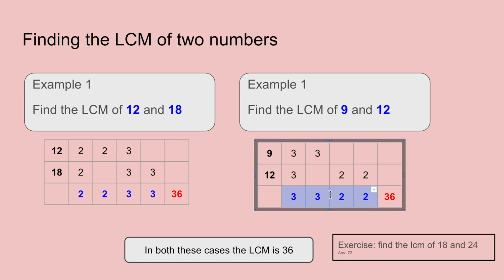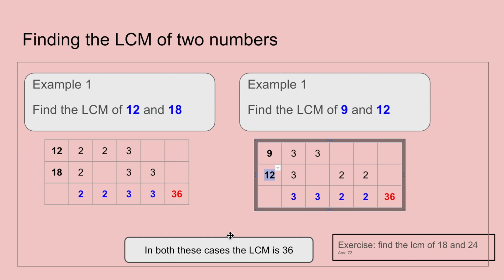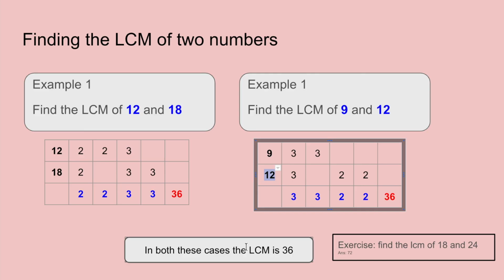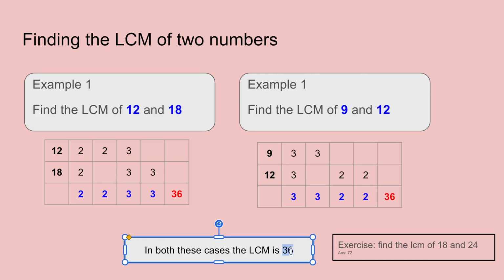3 times 3 is 9, 9 times 2 is 18, and 18 times 2 is 36, which is the smallest number where 9 and 12 can divide evenly. That is the purpose of this whole thing. It is a coincidence that in both these cases the LCM is 36. There is nothing to do with that.